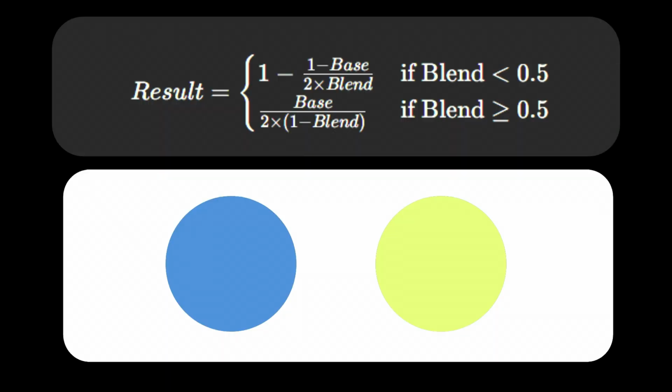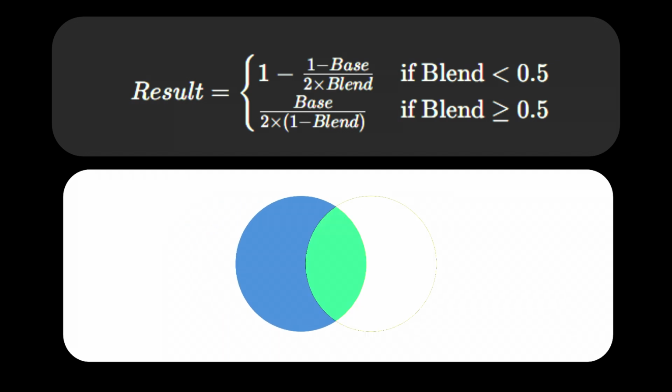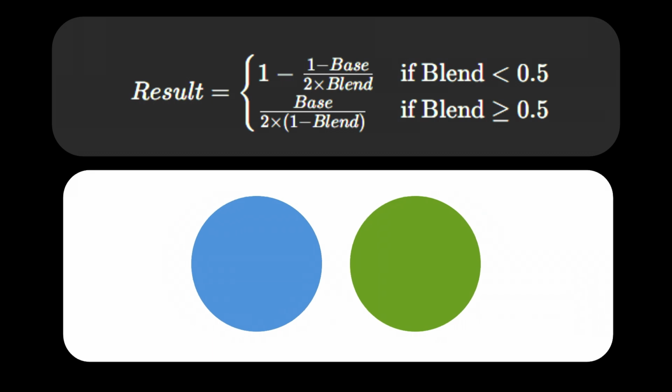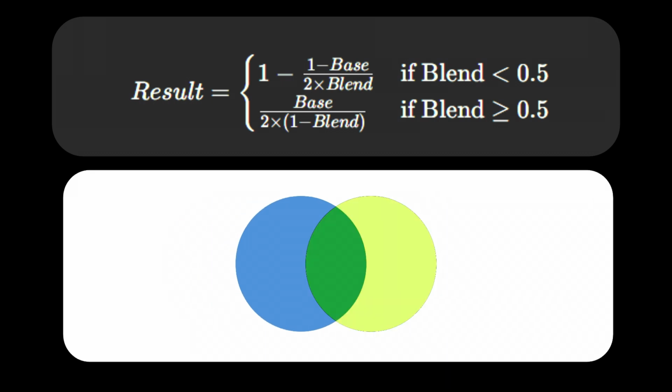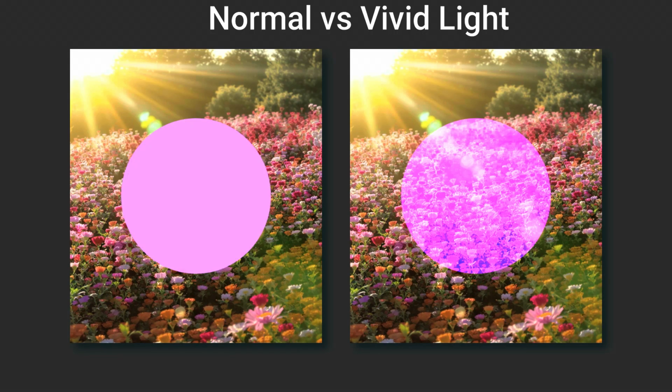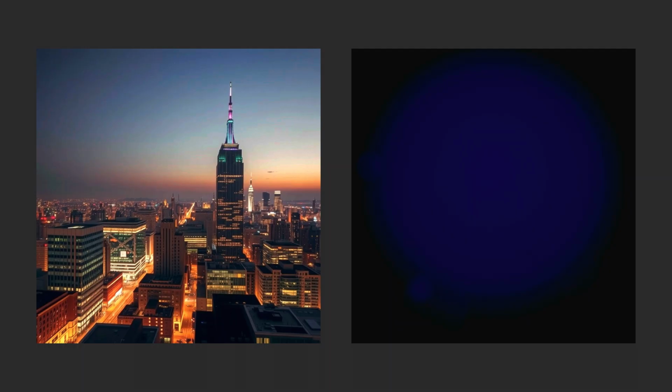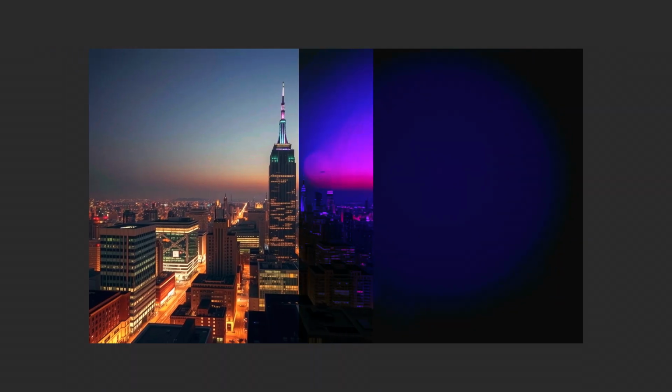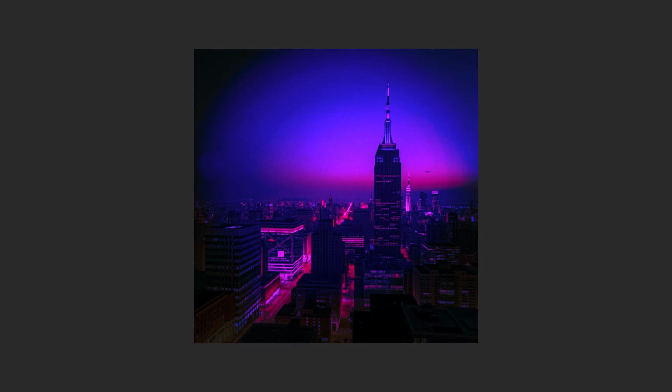Vivid light is more extreme. If the blend is lighter than 50% gray, it uses color dodge. If it's darker, it uses color burn. This creates very intense highlights and shadows. In our example, the circle looks harsh with strong saturation shifts. Vivid light is best for special effects, poster-style graphics, or surreal edits.